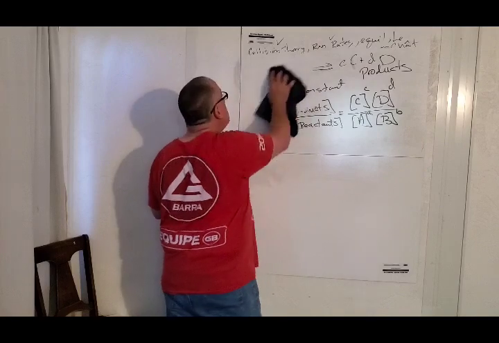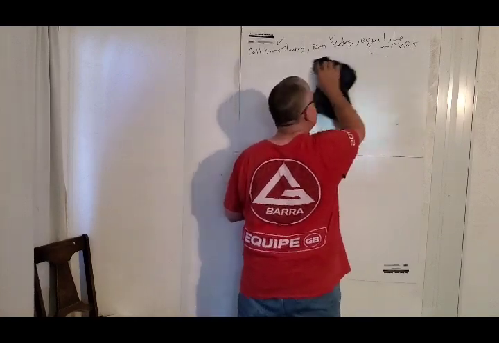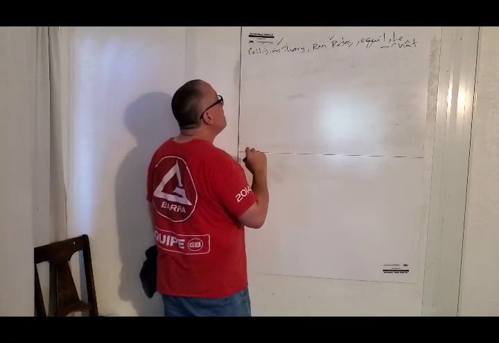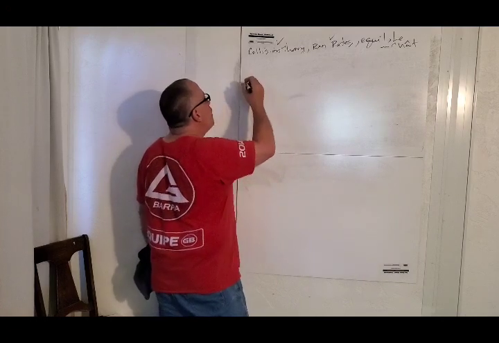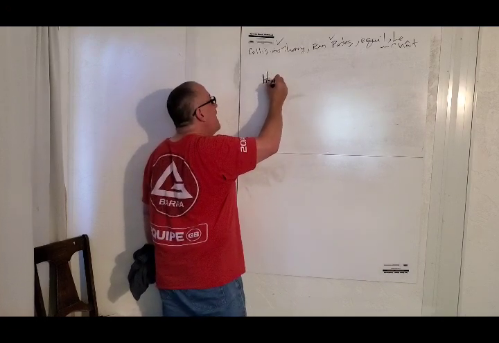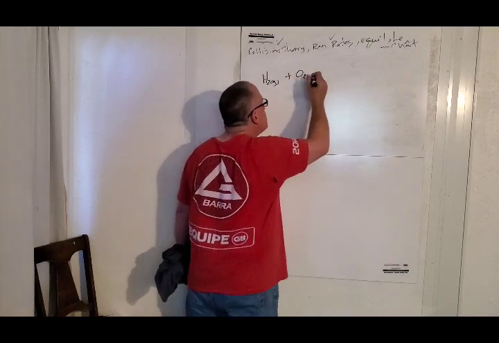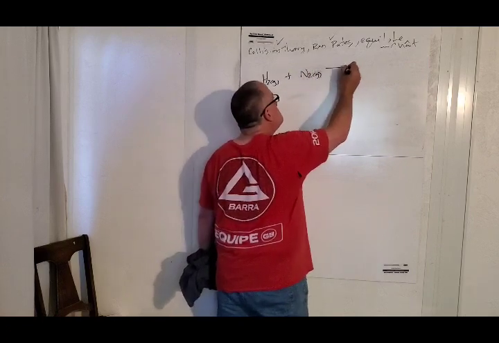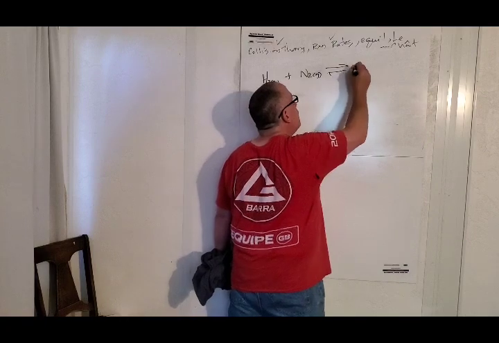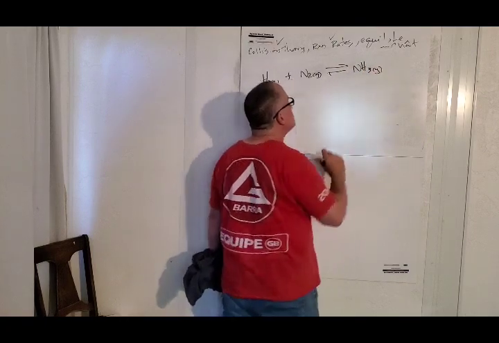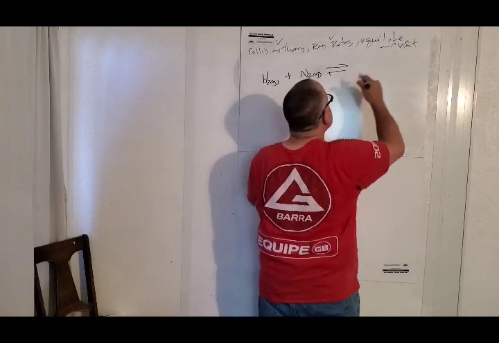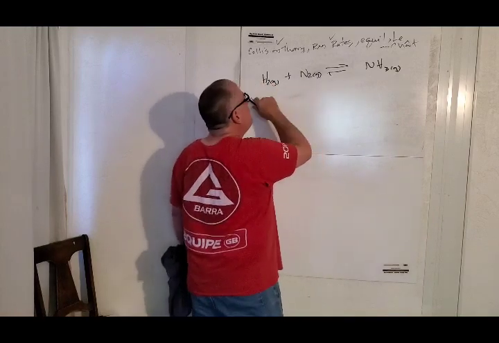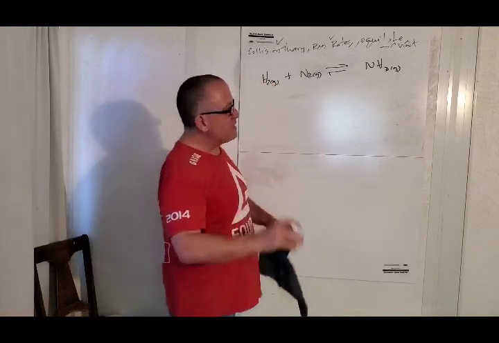So let's say I have, just make up an equation. H2 gas plus N2 gas is in equilibrium with NH3 gas. First thing I notice is that this equation is in equilibrium, but the way they wrote it is unbalanced. They didn't write the recipe right.